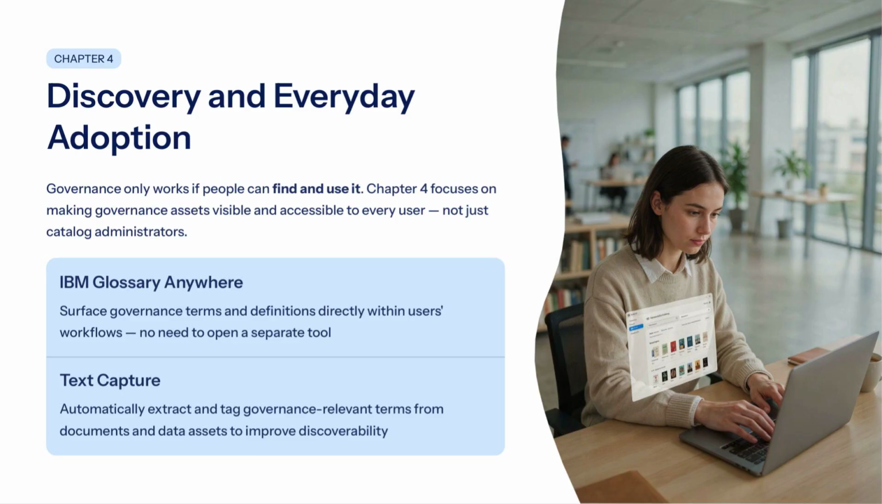This includes providing clear and concise definitions for governance terms and concepts. Governance assets should also be integrated into users' workflows, allowing them to access governance-related information at any time. Automation tools such as text capture can help automate this process by identifying and categorizing relevant governance terms from various documents and data sources. The use of automation tools can significantly improve the visibility and accessibility of governance assets, leading to increased adoption and usage. By integrating governance into daily work processes, organizations can achieve more effective governance outcomes.